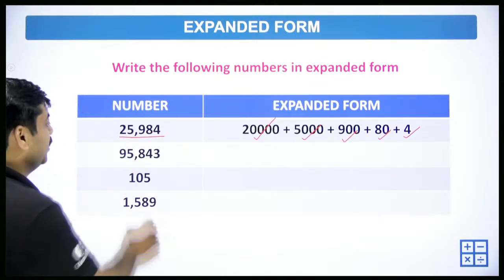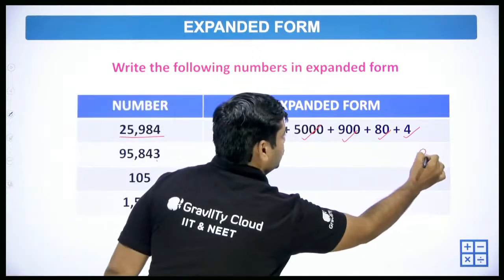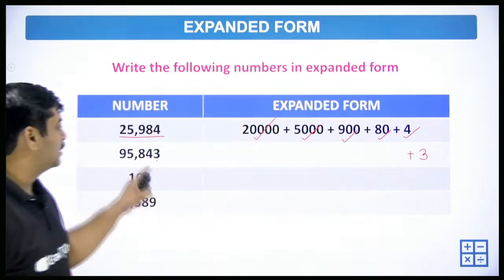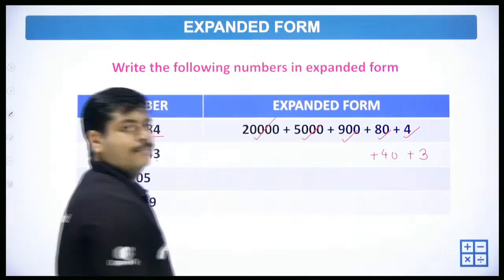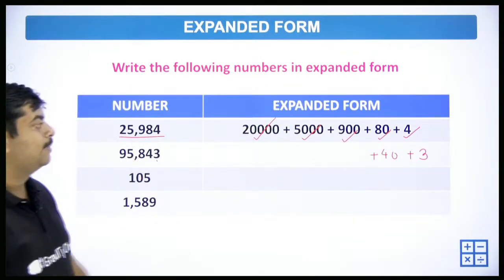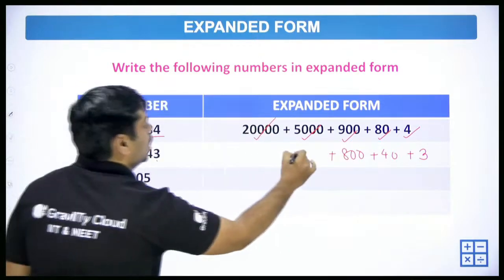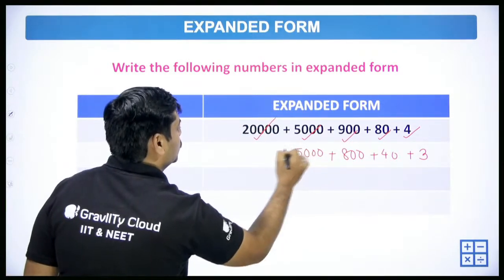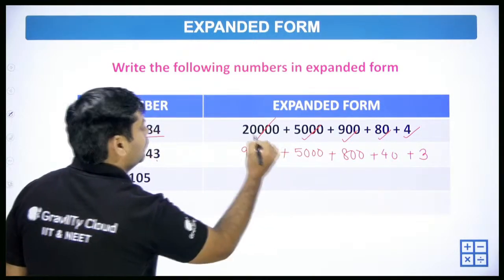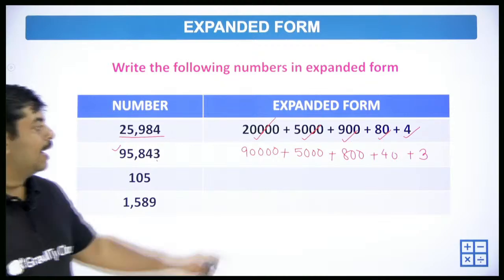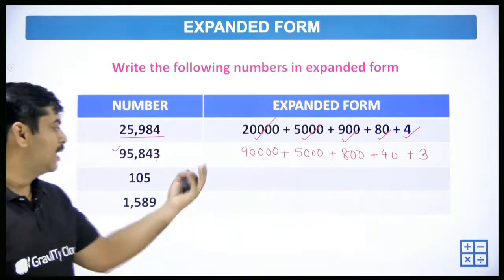95,843. So come from the last. 3 into 1 is 3. Next, for 4 it is 40. Next, 8 is in hundreds place, 800. Plus the next number is 5, which is in thousands place, 5,000. And 9 is in ten-thousands place, so it is 90,000. 90,000, 5,843. Correct? In the same way, you can write these two.